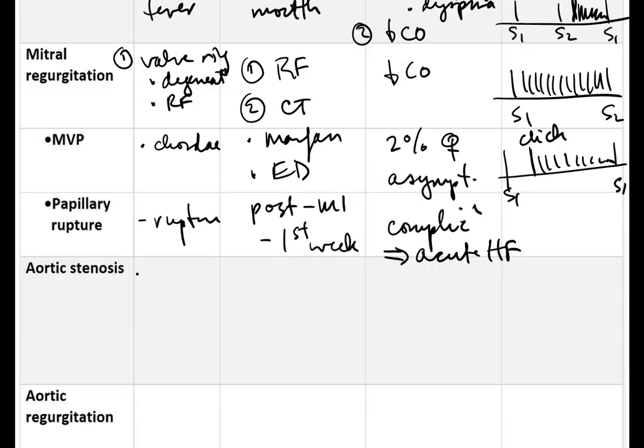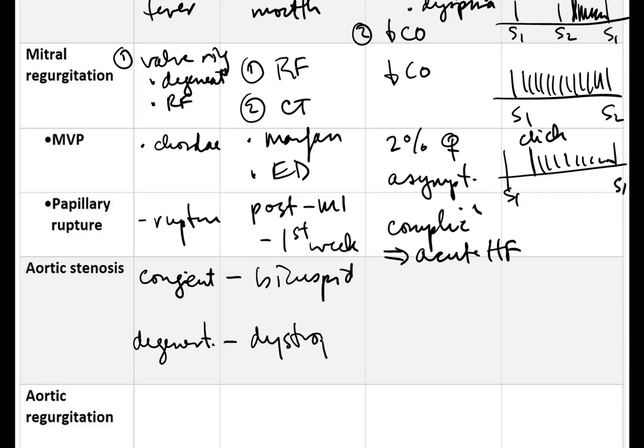Aortic stenosis is going to have a congenital versus an acquired or degenerative etiology. Congenital is going to be our bicuspid valve, whereas degenerative is going to be dystrophic calcification. And obviously this is a much older person, commonly in their 70s.